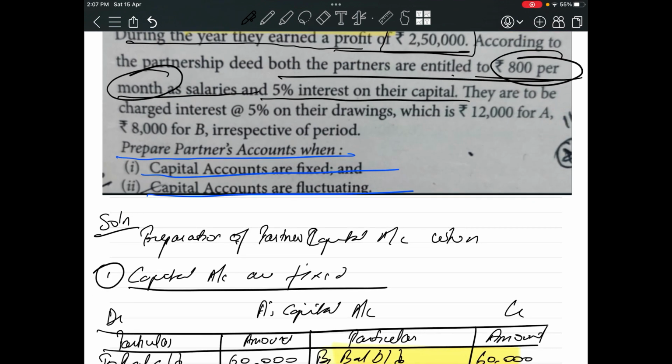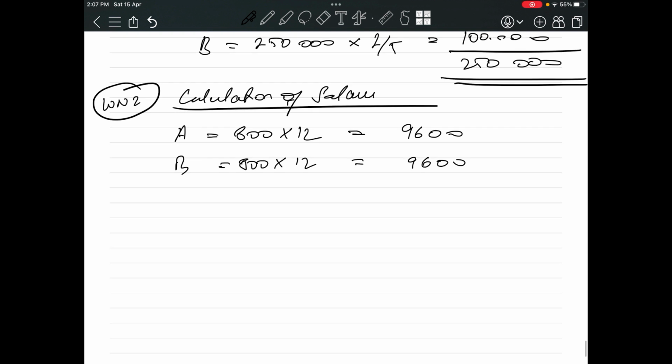Now interest on capital will be 5%. So what will be working note number 3?